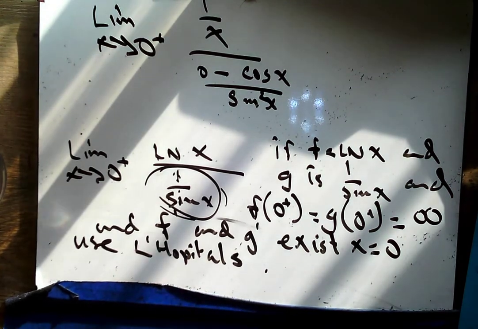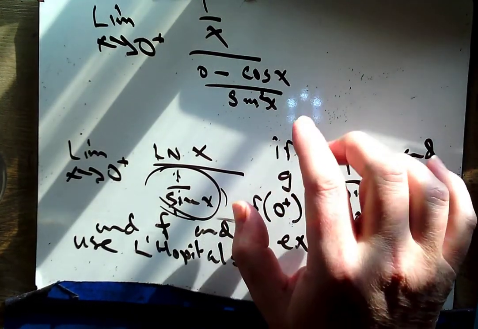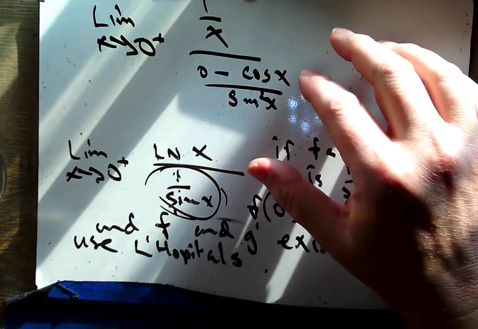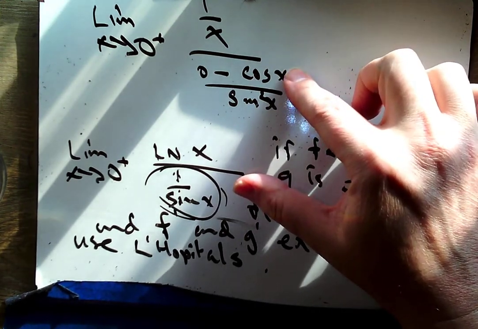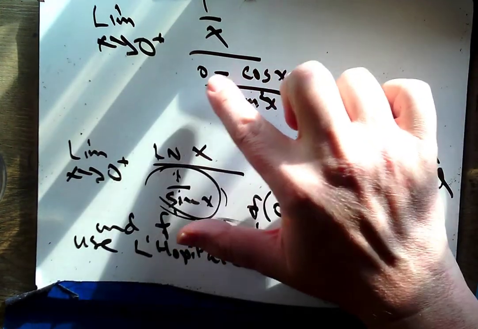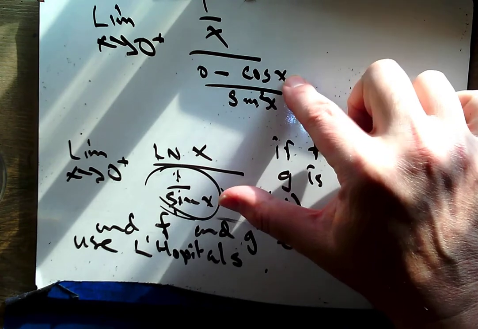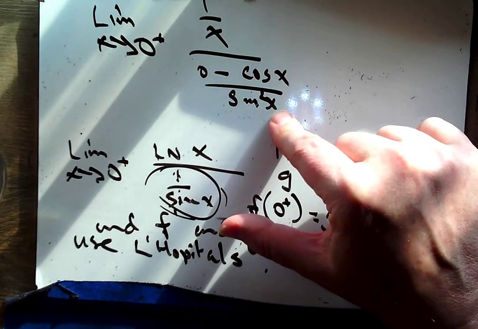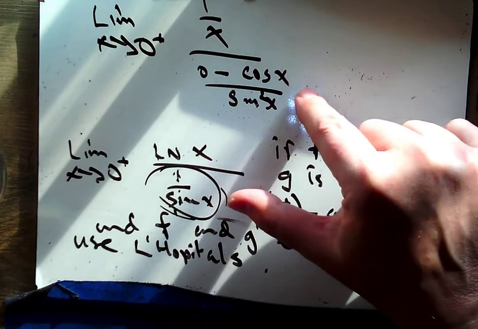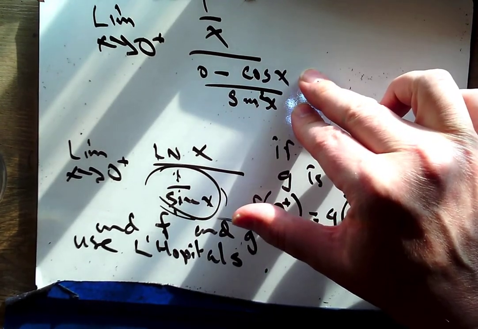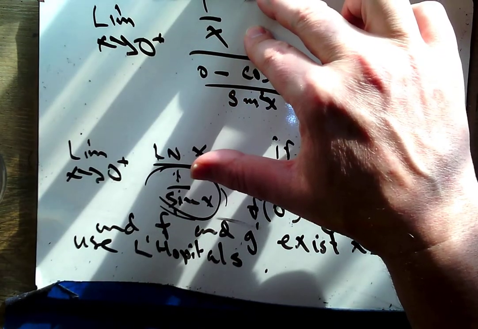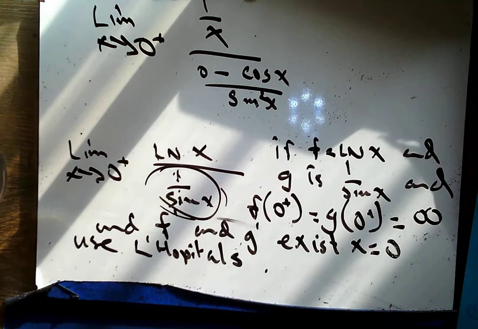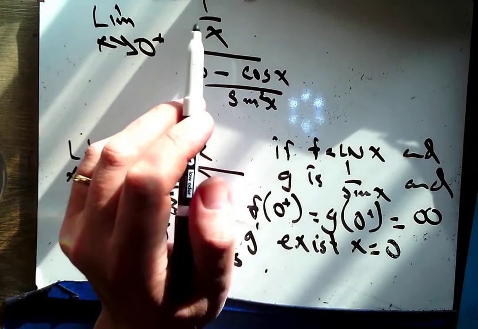Okay, so if I plug in a 0 here, I get 1. 0 minus 1 is negative 1. And here, sine of 0, that's 0. So I have negative 1 over 0, that's infinity. And I have 1 over 0, that's infinity. So I feel like I've got infinity over infinity.